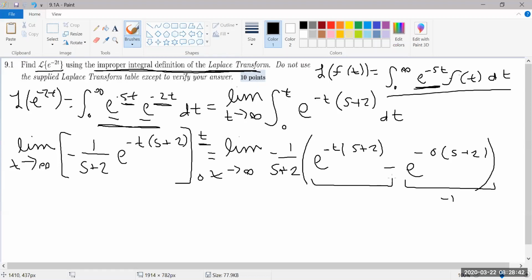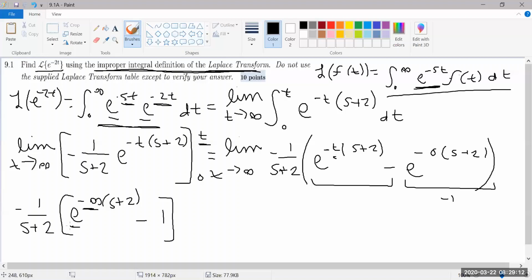So now applying our limit, the only t we have left is here. So we have negative 1 over (s plus 2) times e to the negative infinity times (s plus 2), and then minus 1. So hopefully you can see that our negative infinity means we're going to have something infinitely big on the bottom of our e there. So this term goes to 0.